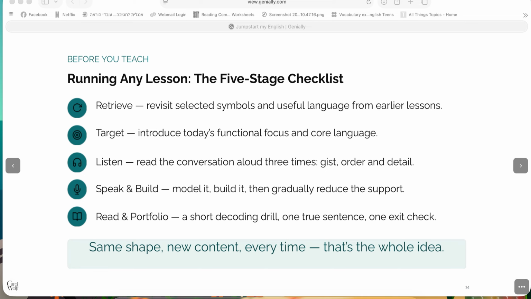Okay, so let's run through the basics. The basic sequence is simple. Retrieve, introduce the functional focus. Students listen, they then speak and build. And finally, they complete the brief, smooth reading and portfolio work.